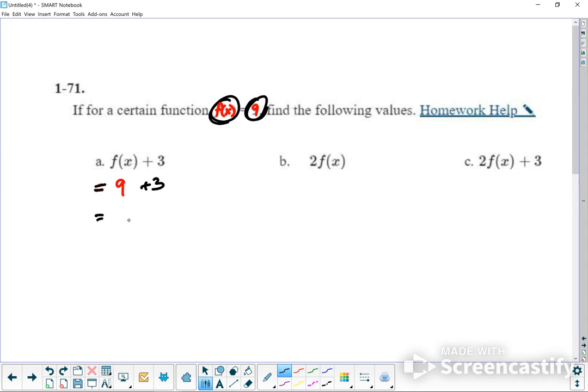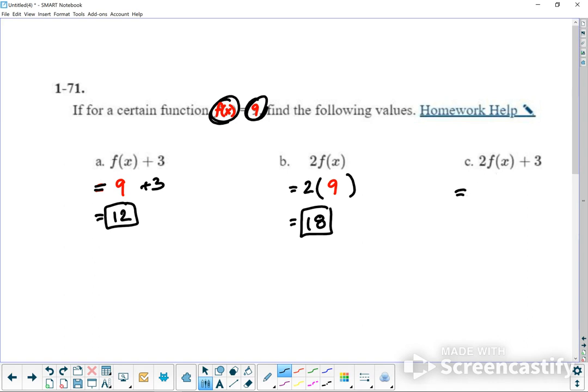And that makes 12. Again, f of x is 9. So the whole thing is 9. Not just the x, but the f of x. Which means that we're going to be doing 2 times, and the f of x is 9. That gets you 18. Use a calculator if you have to. 2 times f of x plus 3. Oh, look, we already did that.